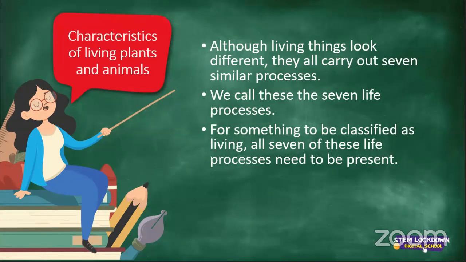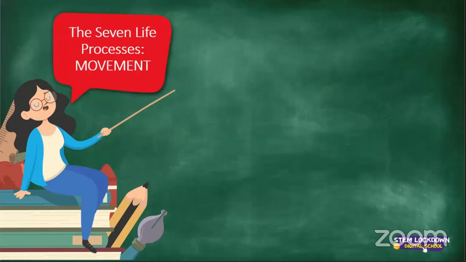If one of those 7 things they can't do, then it's a non-living thing, okay? So if it can do 1 or 2 things, it's still a non-living thing. If it can do 6 of the 7 processes, it's still non-living. It needs to be able to do all 7 of these processes. Now let's take a look at every single one of these life processes. We'll take them one by one. Okay, are you guys ready?